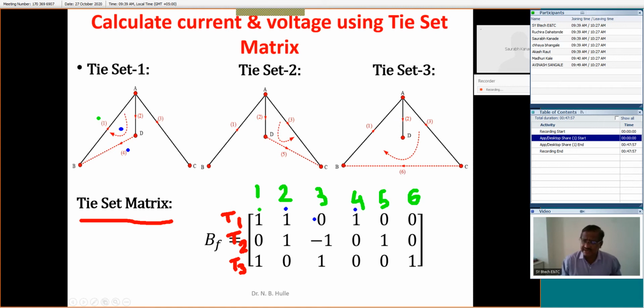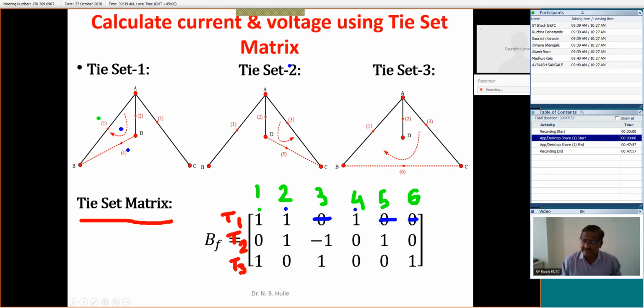But branch numbers 3, 5 and 6 are not part of this loop. Branch numbers 3, 5 and 6 are not part of the loop. That's why their entries are 0.